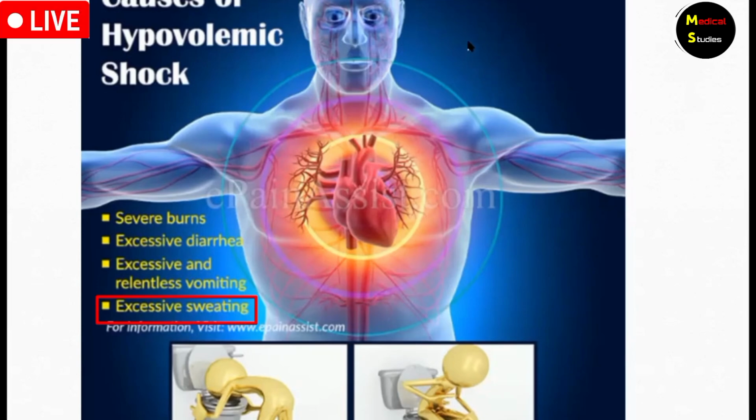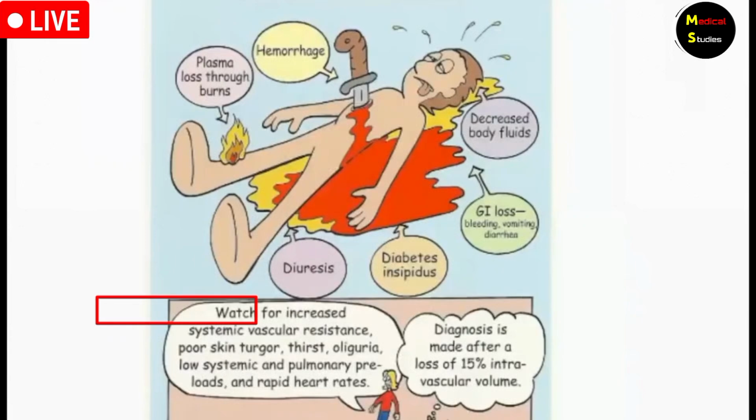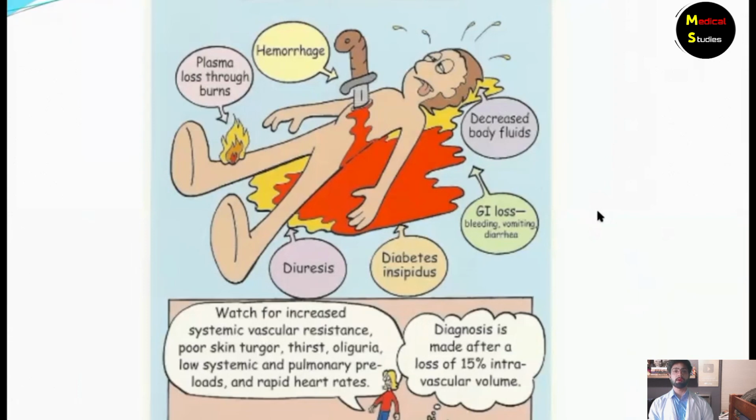Liver or spleen are highly vascular organs. If they both are ruptured, there is a severe type of bleeding in the peritoneal cavity, and that can result in hypovolemic shock. So all these are some of the causes. Everyone pay attention here. These are some of the hypovolemic shock causes. As you can see in the picture, some rare types of causes are also highlighted here.